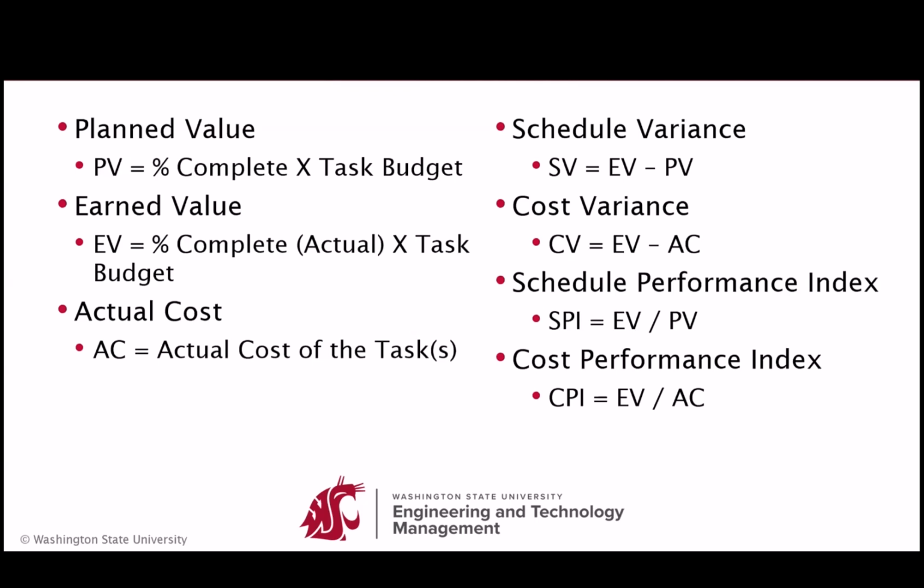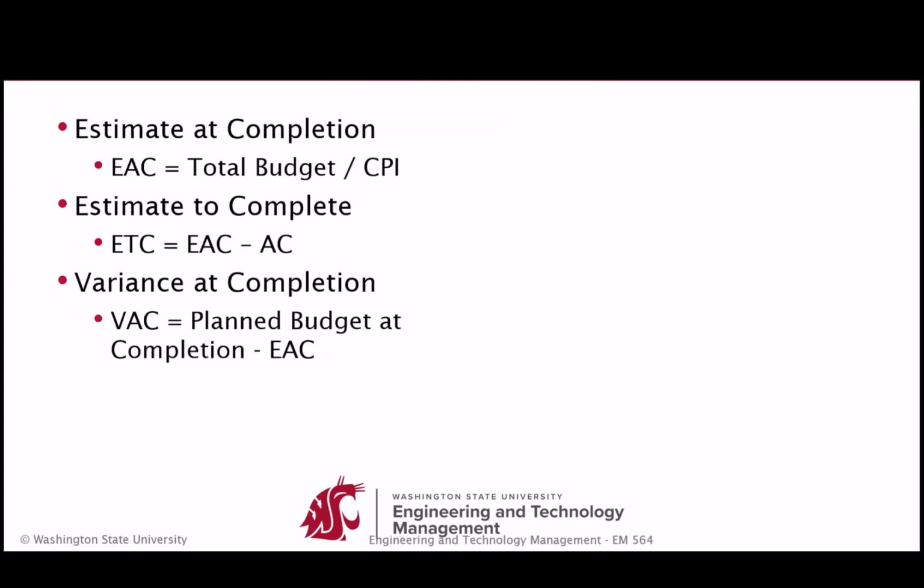The CPI, which is not the consumer price index in our case, is the cost performance index, which is a ratio, and it tells us how efficiently the project is using the resources. And we have some advanced formulas which give us the estimate to complete the project, what it's going to cost us at completion, how much we're going to need to complete, and then the variance at completion.